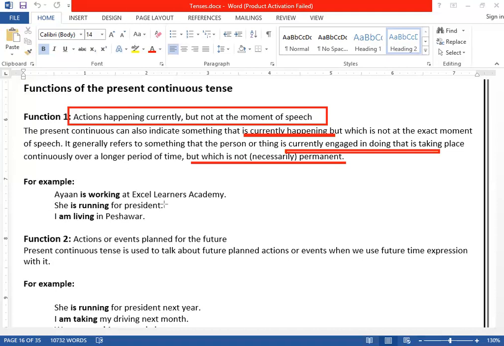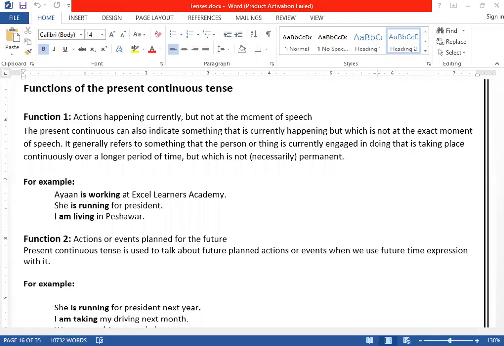Like for example, Ayan is working at Excel Learners Academy. She is running for president. Clear? We can say, I'm living in Peshawar. So for this purpose, again, you can use present continuous tense. This is usage number 1. Let's talk about usage number 2.